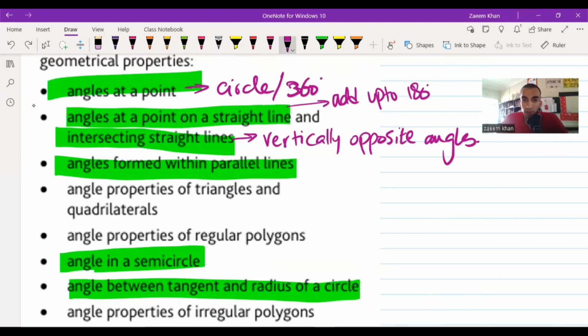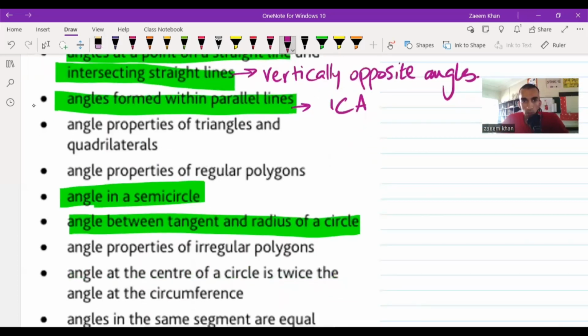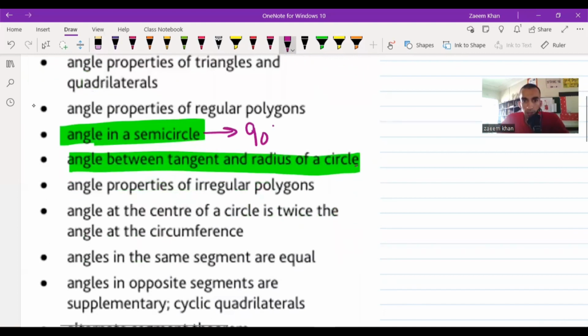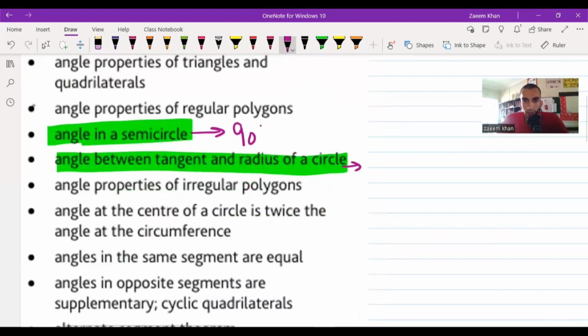Angles formed within parallel lines. We just discussed them a little while ago. And since we're already done with V up here, I'm going to remove that and just be left with I, C, and A. Remember? Now, the topic that you were just doing, angle in a semicircle, how much is that? 90. Angle between a tangent and a radius of a circle, how much is that? Also 90.